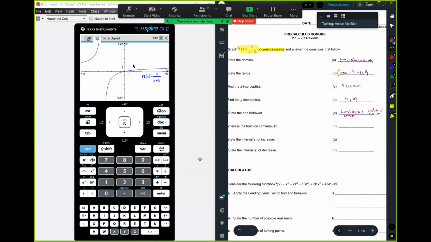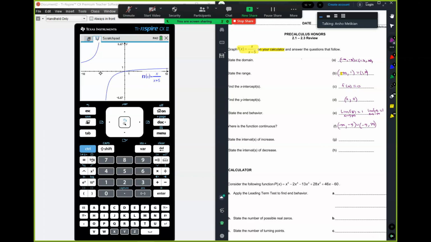Okay. Where is the function continuous? What do you guys think? Is it continuous on this arm right here? Yes. And it's continuous on this arm. So it's continuous from -infinity to where does this stop here? At what x value? Ben? -5. And then -5 to infinity.